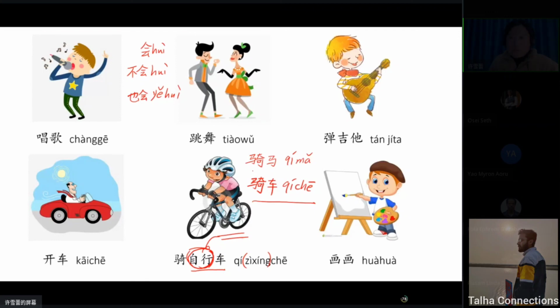Yep, so we're going to use 也. Where do we put 也? All right. 我也会跳舞. That's good. But I'm also very good at dancing. Too. Yeah, I mean, 我也很会跳舞. 我也很会跳舞.